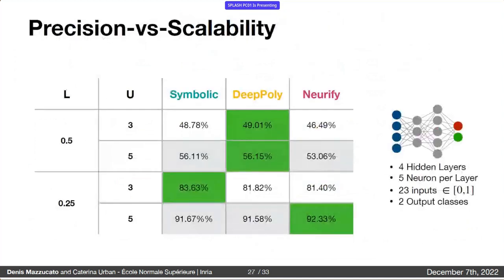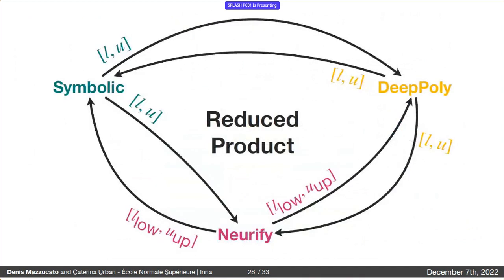And so we try a few experiments on that, and we see that there is not a clear winner. So for different budget configurations, we have different winners. And so we introduce our reduced product, that is going to share bounds and achieve the tightest invariant before computing the ReLU approximation.